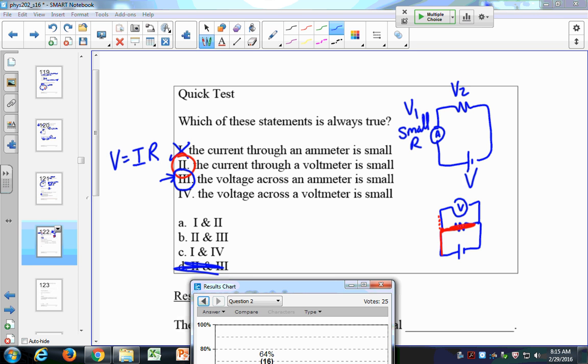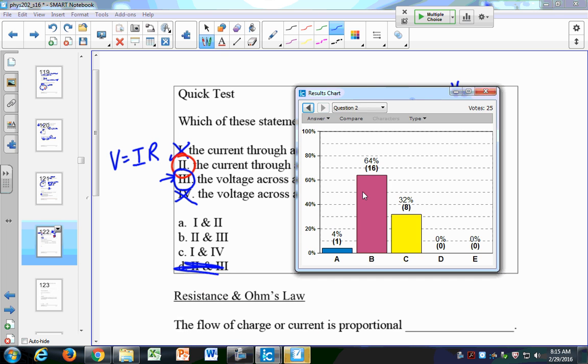It is not necessarily true that the voltage across a voltmeter is small. If the voltage across the resistor is small, the voltage across the voltmeter will be small. If it's big, the voltage will be big here. So that's not necessarily true. So B is the right answer for this one.